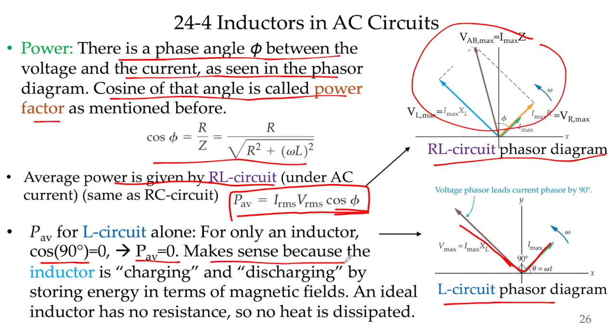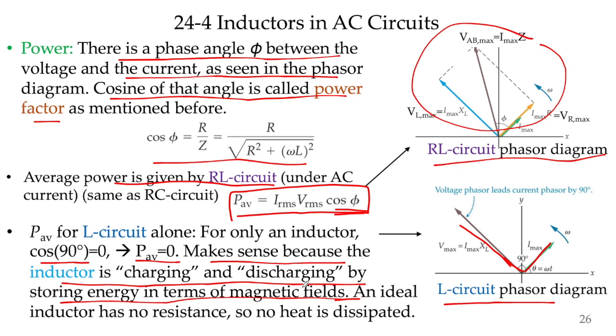It makes sense because the inductor is charging and discharging by storing energy in terms of magnetic fields. The capacitors were charging and discharging by storing, basically you can think of it as electric field inside, because you are collecting positive and negative charges in opposite plates. So you can think of capacitor as storing electric field, and you can think of coils or inductors storing magnetic fields. Remember, there is a change of flux as the current changes, so the inductors are actually storing magnetic field.